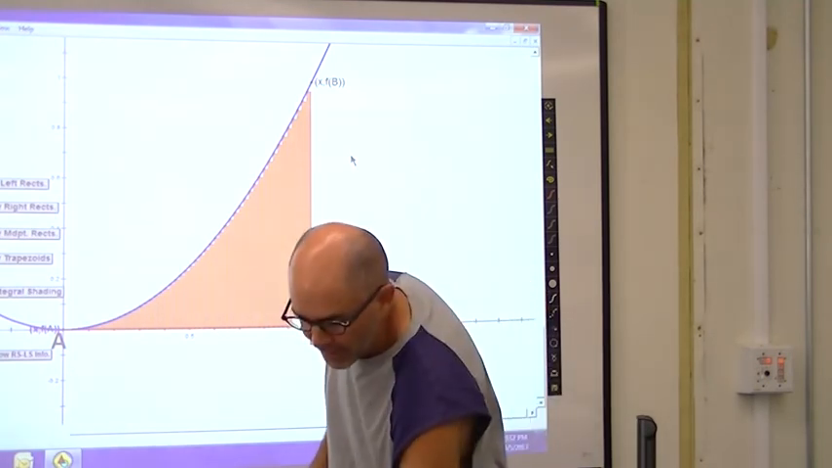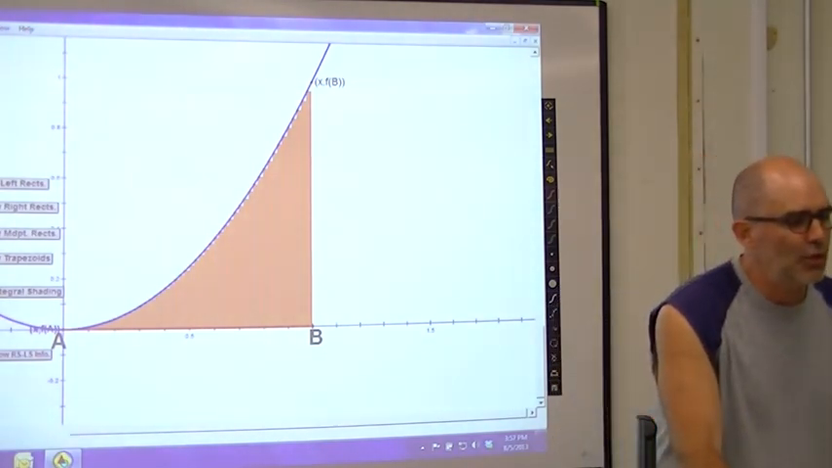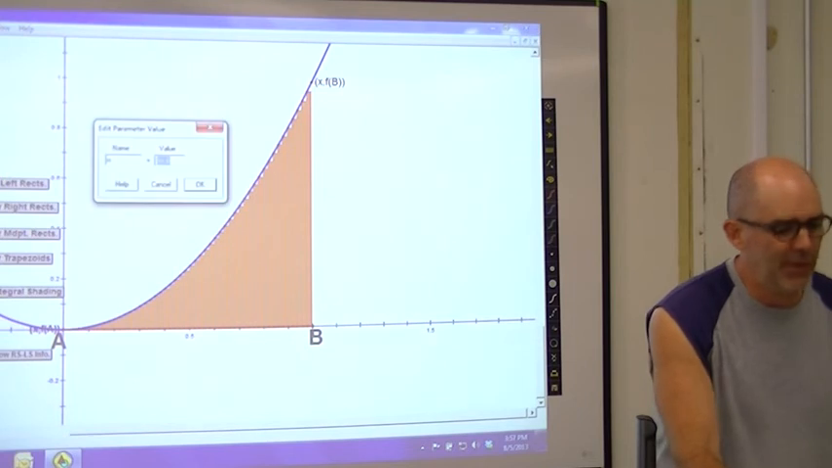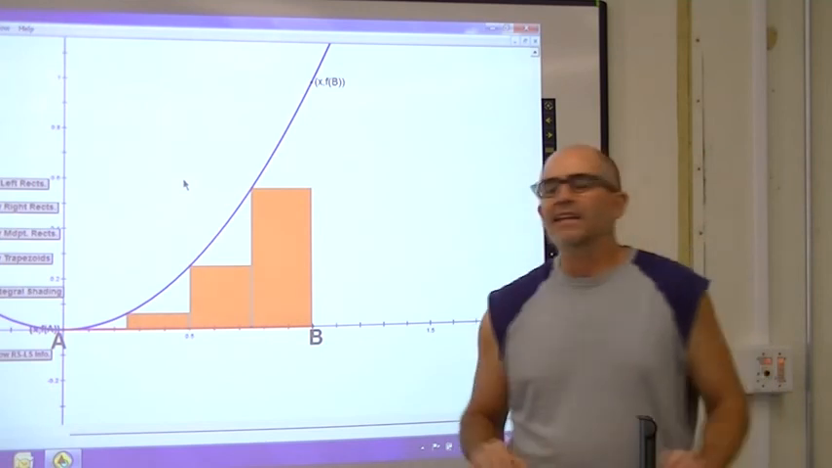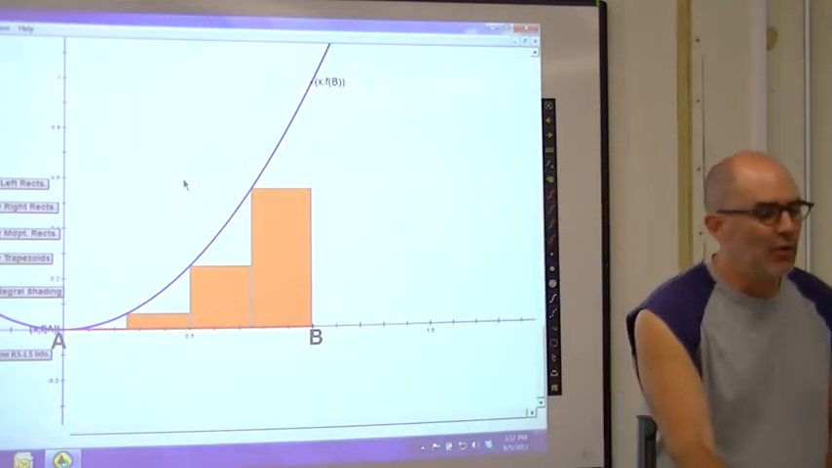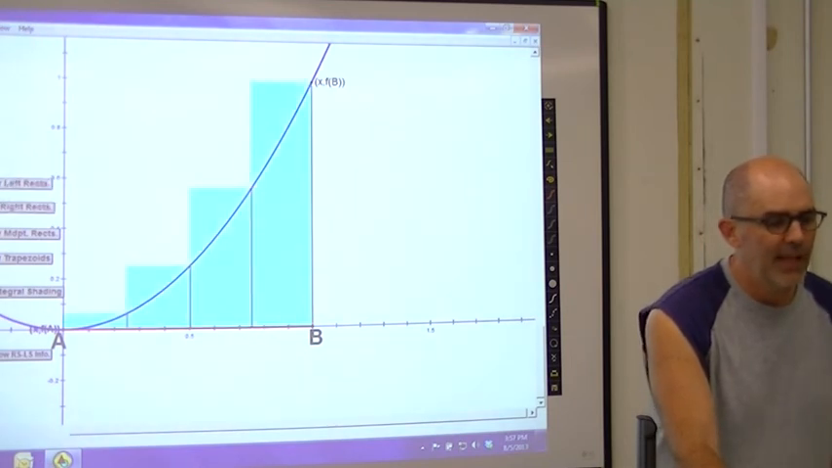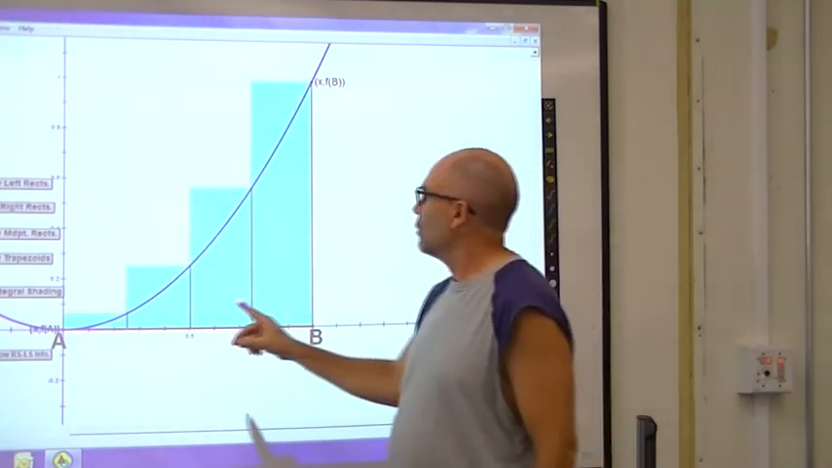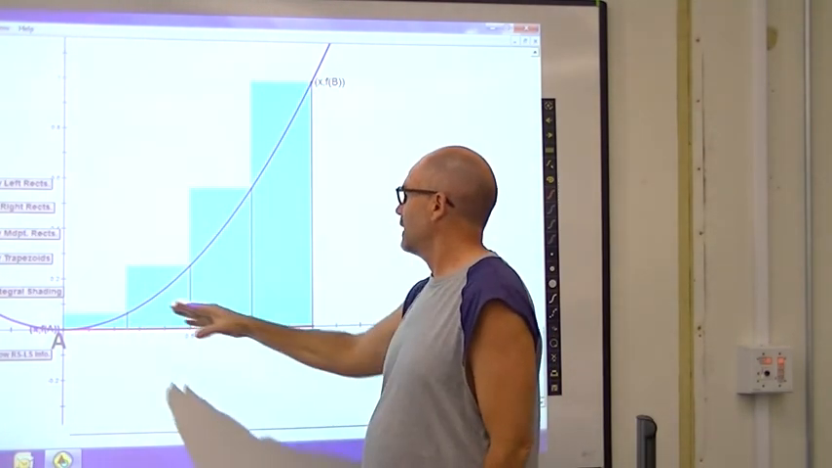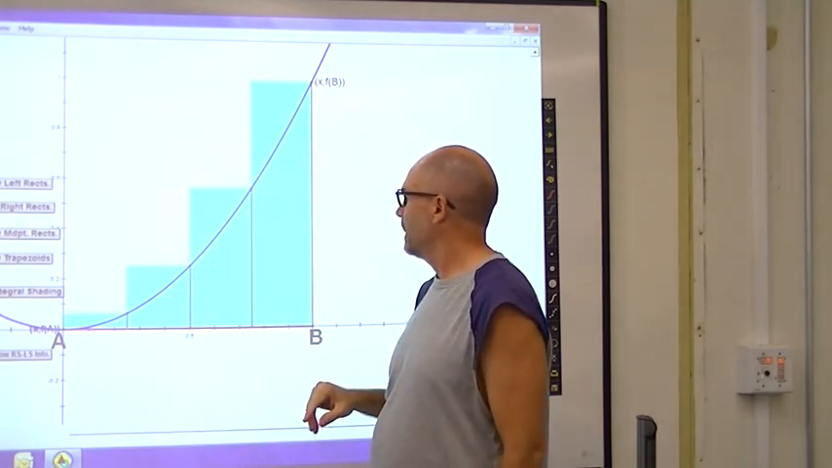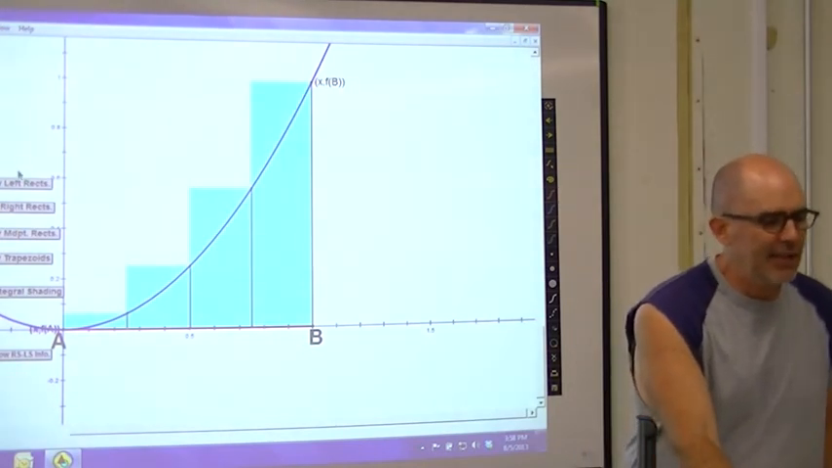Okay, now, I showed you 4 rectangles to begin with. Let's go back to 4. And these, like I said, are left-handed rectangles. What if I used right-handed rectangles? These are now right-handed rectangles. Notice the right corner of each rectangle touches the curve. Now, let's actually calculate the areas of these.